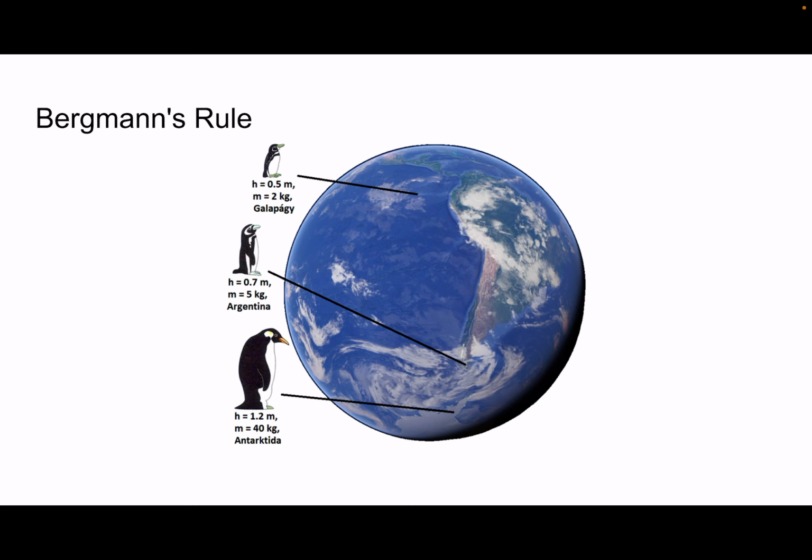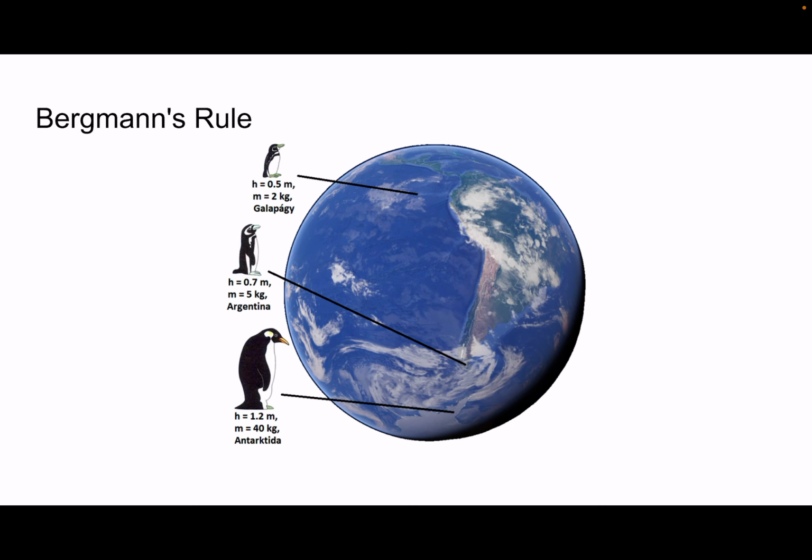But to also explain the other aspect of my project, Bergmann's rule. For those who haven't heard of this term before, it's very common in biology. Basically, it explains how within the same species, they're commonly found to be larger in colder climates, and likewise, they're found to be smaller in warmer climates.